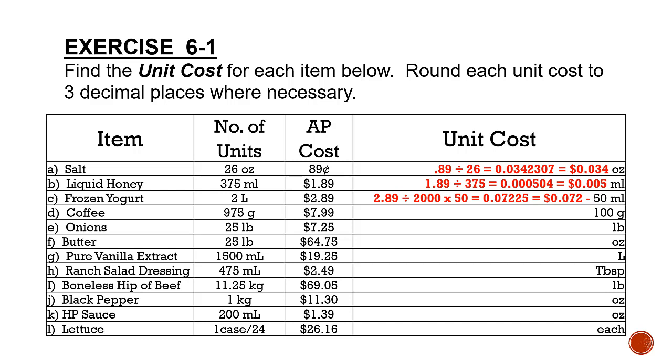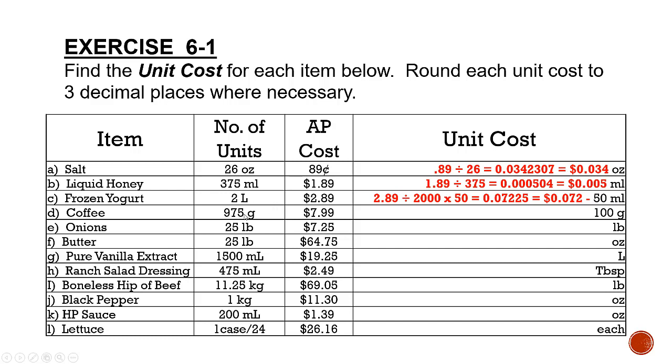So on our calculator, we simply put $2.89 divided by 2,000. That is giving us the cost of 1 milliliter, and then we'll just multiply it by the 50 milliliters that we're looking for. So round it off to 3 decimal places, we get decimal $0.72 for 50 milliliters of liquid honey. We get to the coffee.